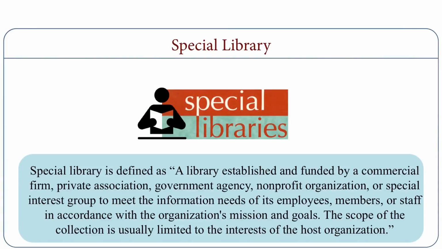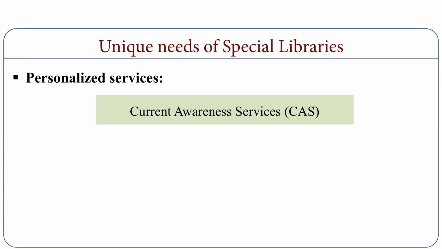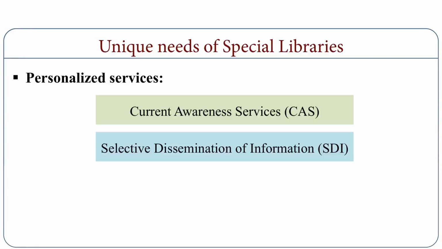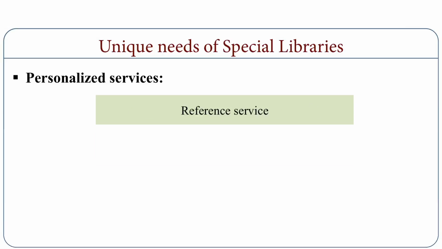Then, as you might also have learnt, in special libraries there are certain special services which are given more importance apart from the regular library duties like acquisition, circulation, etc. The special services which we provide in special libraries are current awareness services, selective dissemination of information, indexing and abstracting, reference service and referral services.